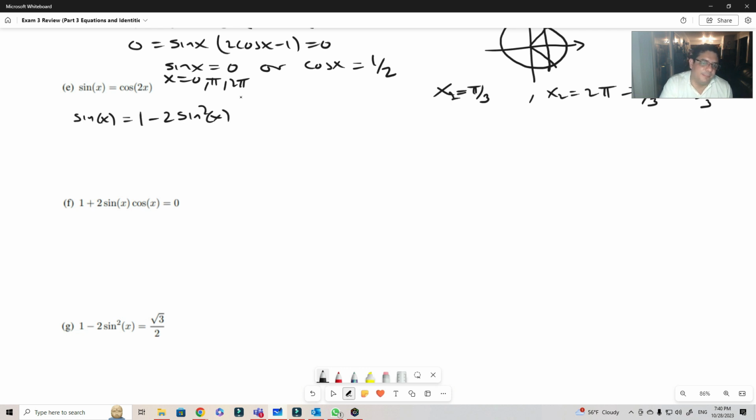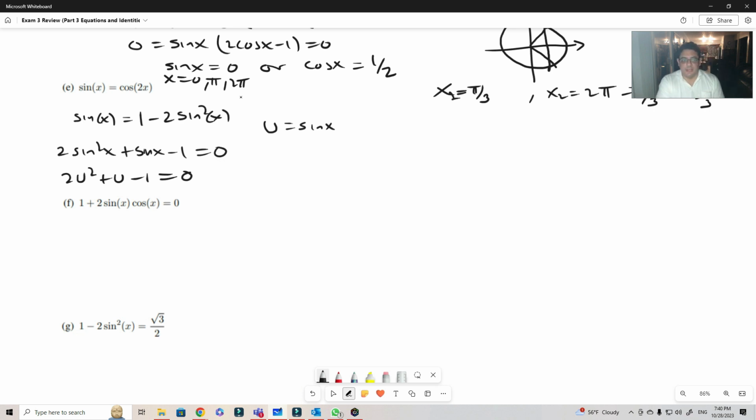And so what's going to happen with this is that I can move everything to one single side. And now I'm going to have 2 sine square of x plus sine of x minus 1 equal to 0. So notice that this is like a quadratic equation. So if I say, well, let's make u equal sine of x, this will be 2u squared plus u minus 1 equals 0. Okay? And so once I have that, it's just a matter of factoring what I have over here.